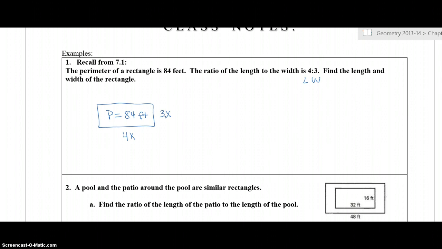Okay, so how do you find perimeter? Of any figure, you add up all the sides, right? And this says 4 sides, so you have to add up 4 things. Well, you know that this is also 4x and 3x. So 4x plus 3x plus 4x plus 3x equals 84. 14x equals 84 if you combine like terms there. Divide. And I believe you get 6.